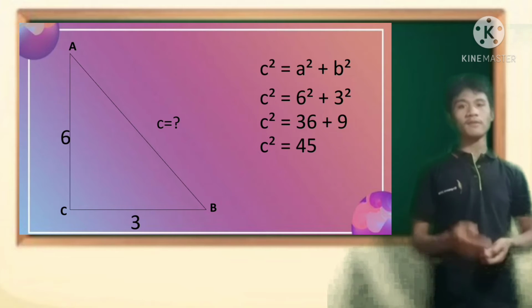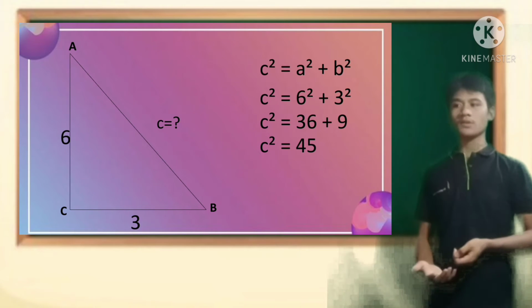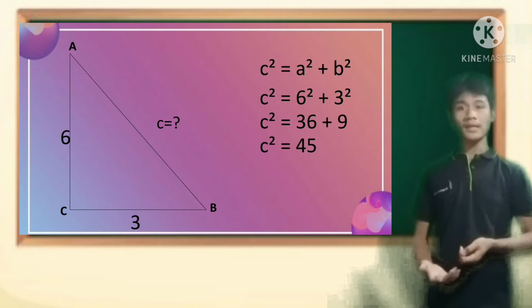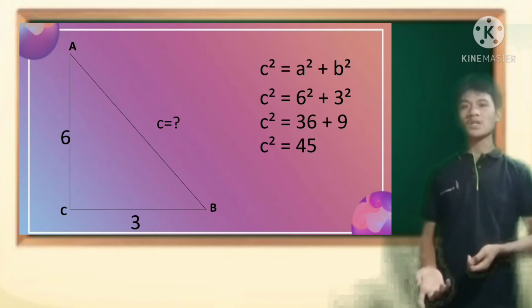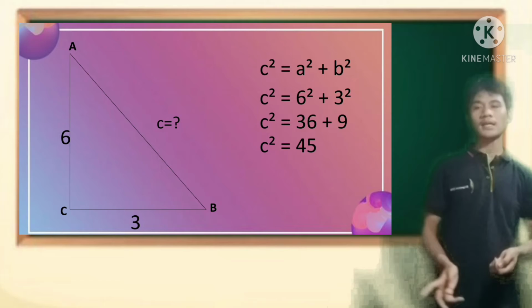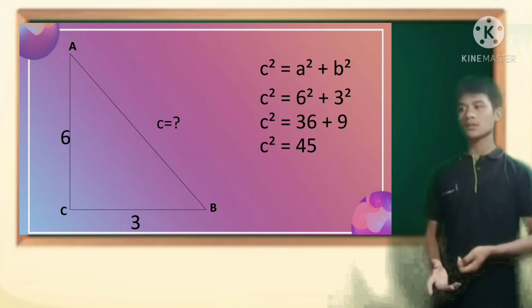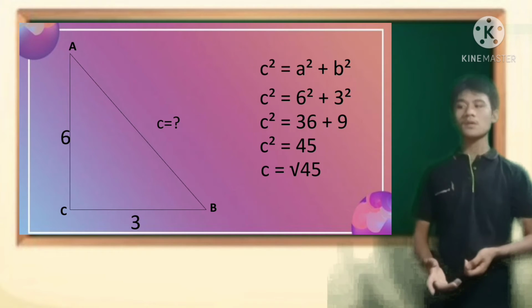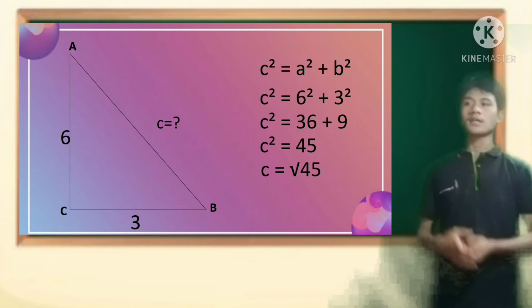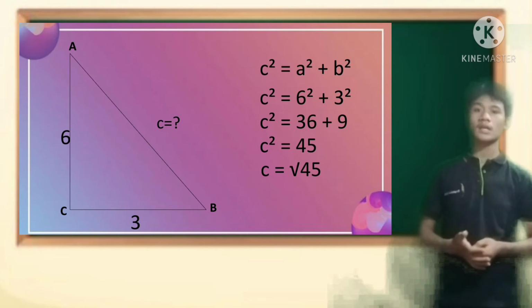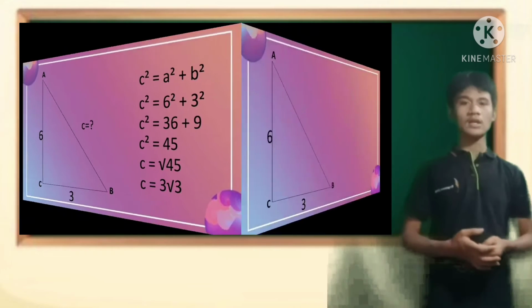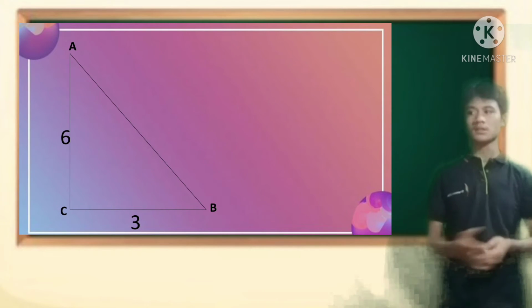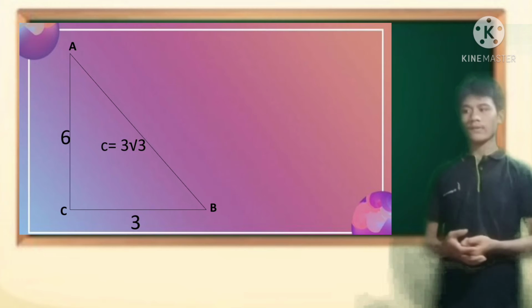In order for us to find the exact value of c, we need to eliminate the square in c. So we take the square root of both sides to cancel out the square. So c is equal to the square root of 45. The square root of 45 is equal to 3 square root of 5. So the value of c, our hypotenuse, the longest side, is 3 square root of 5.